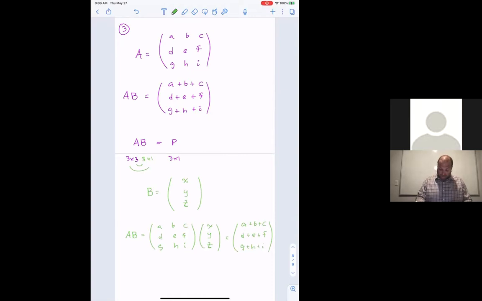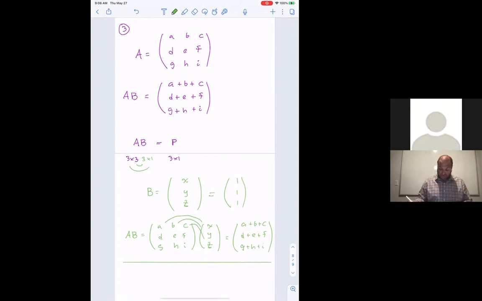We want A times X, B times Y, and C times Z added together to give us A plus B plus C. Well, I just notice that if X and Y and Z are all 1, that works. And that will work for the second row. And that'll work for the third row. So B is just the matrix 1, 1, 1. I just noticed that that works.